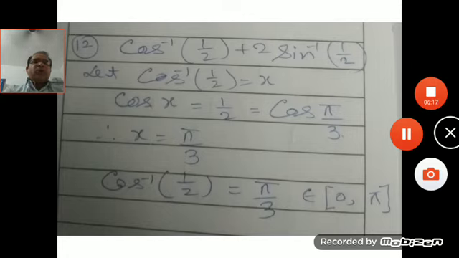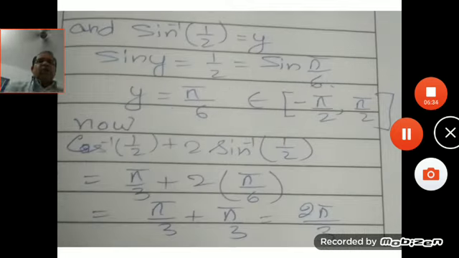1 upon 2 is the value of cos pi by 3. So x is equal to pi by 3. In this way, cos inverse 1 upon 2 is equal to pi by 3. Pi by 3 belongs to 0 to pi, so this is correct. After that, we have to find the value of sine inverse 1 upon 2. We take it as equal to y. So sine y is equal to 1 upon 2. 1 upon 2 is the value of sine pi by 6. So we can write y equal to pi by 6. Pi by 6 belongs to the closed interval minus pi by 2 to pi by 2.